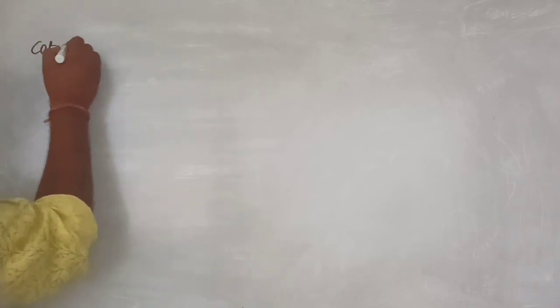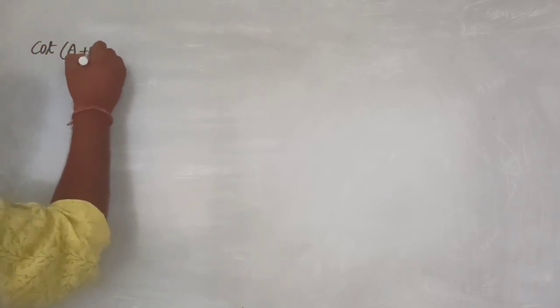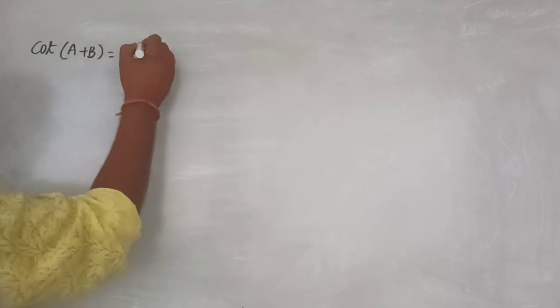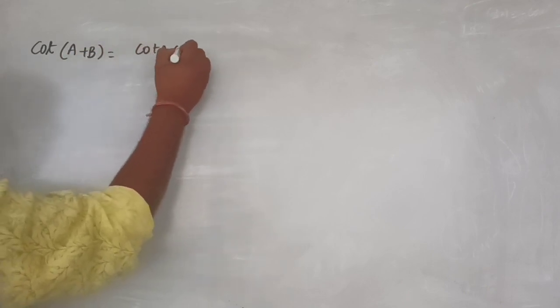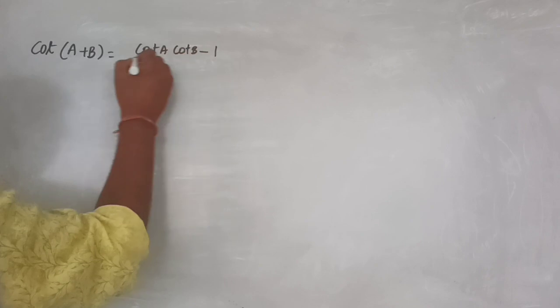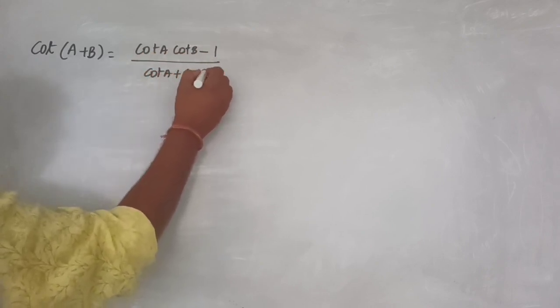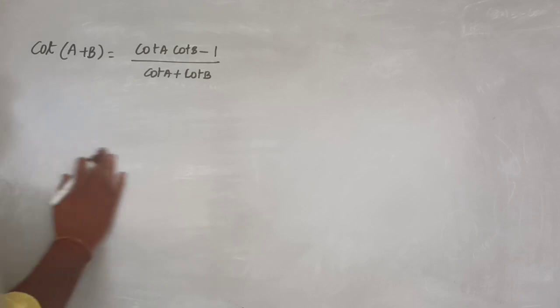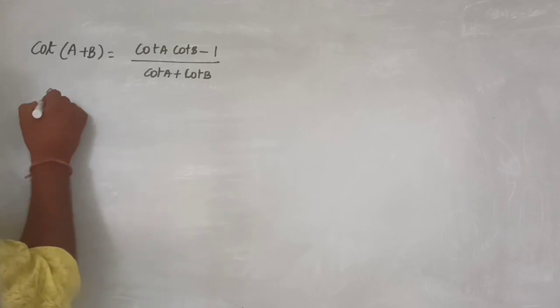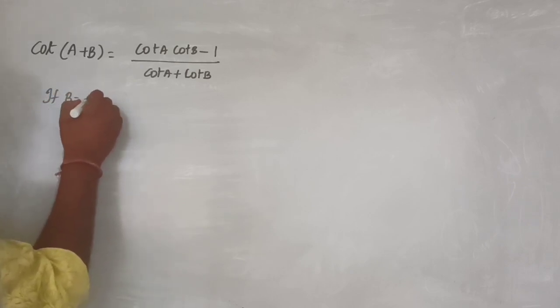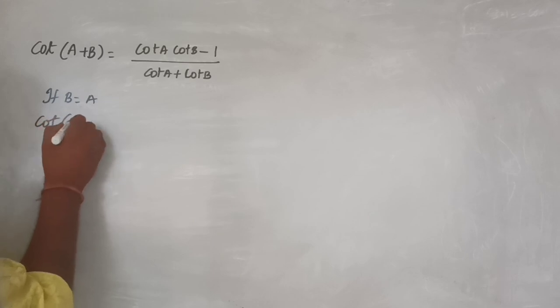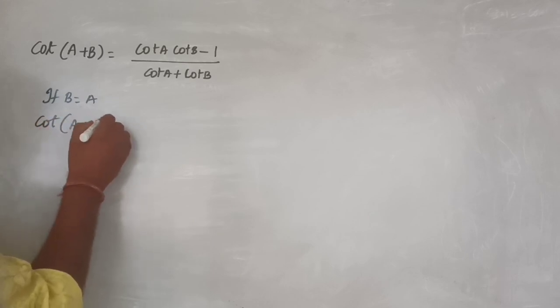Next, cot of a plus b is equal to cot a cot b minus 1 by cot a plus cot b. Okay, if b is equal to a, that means in place of b substitute a.